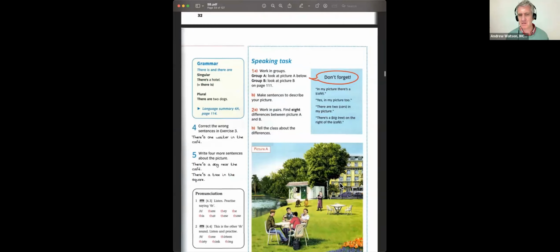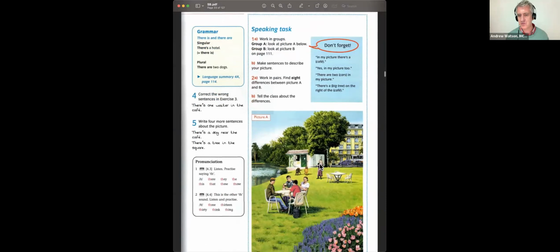Or you could even go for the speaking task, if you feel that they've got time. So you could prepare a simpler production activity 5, or you could go for the speaking task, which involves them describing pictures. But if you think they're not very strong, then you could just go for 5. It's up to you.